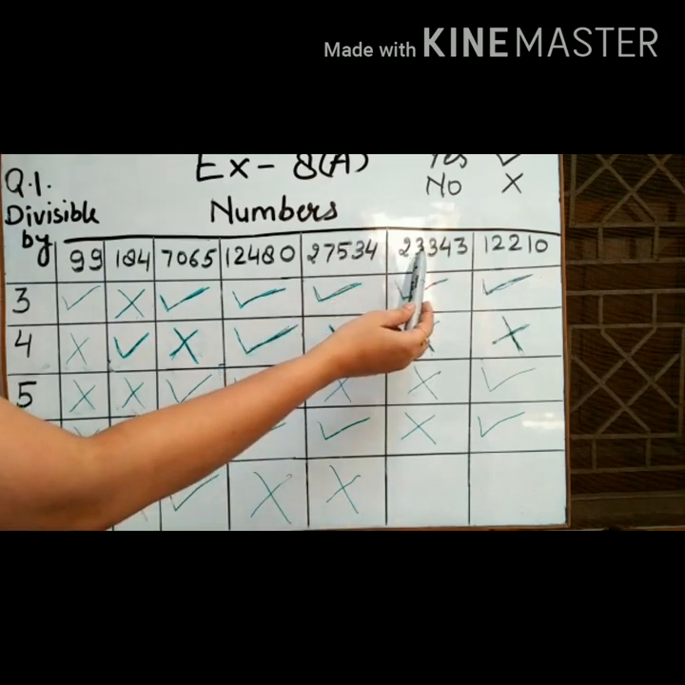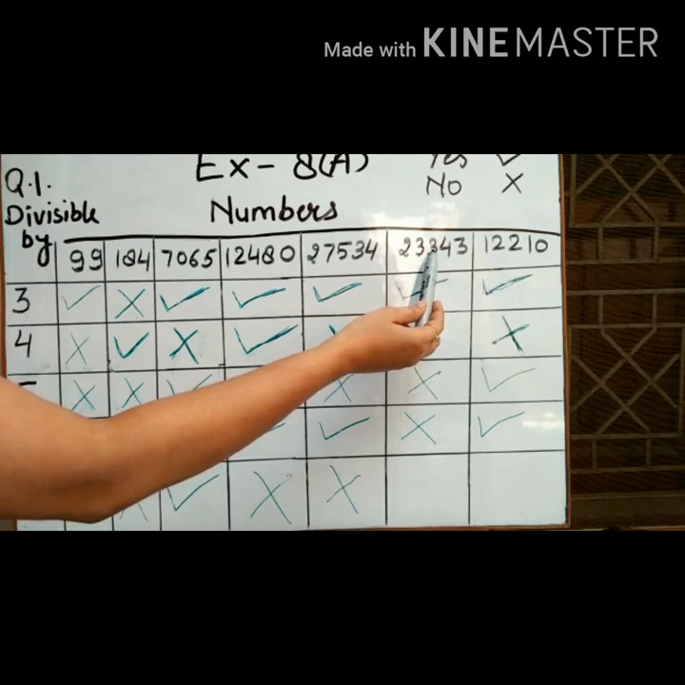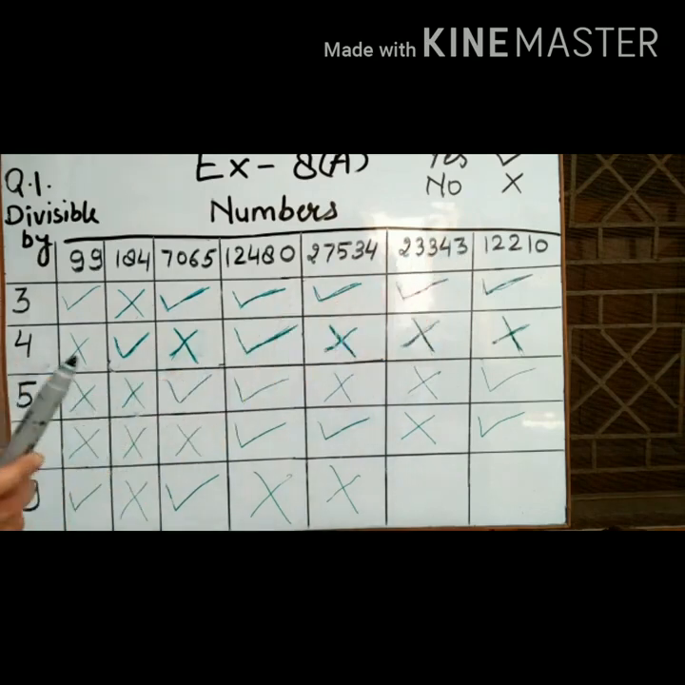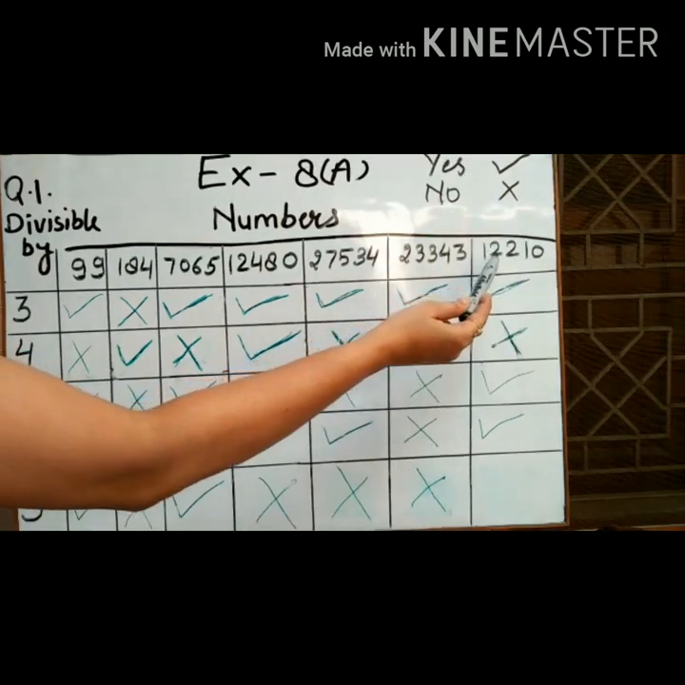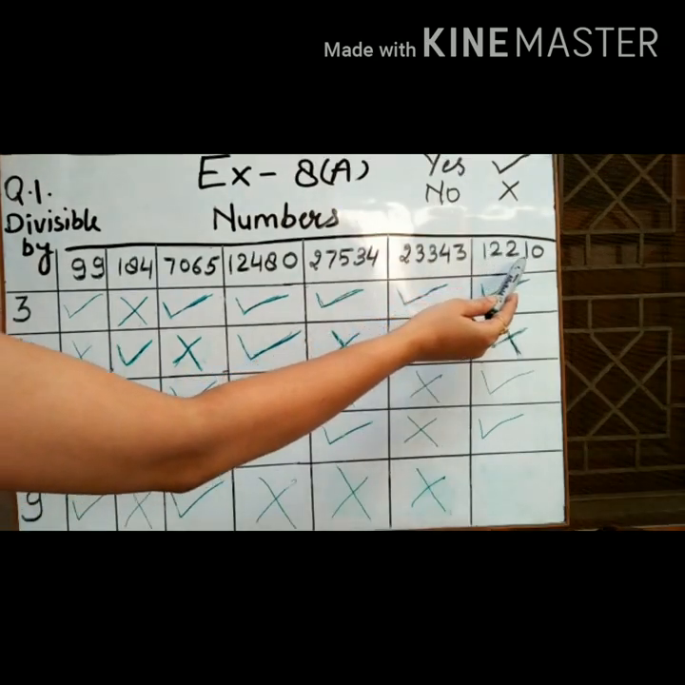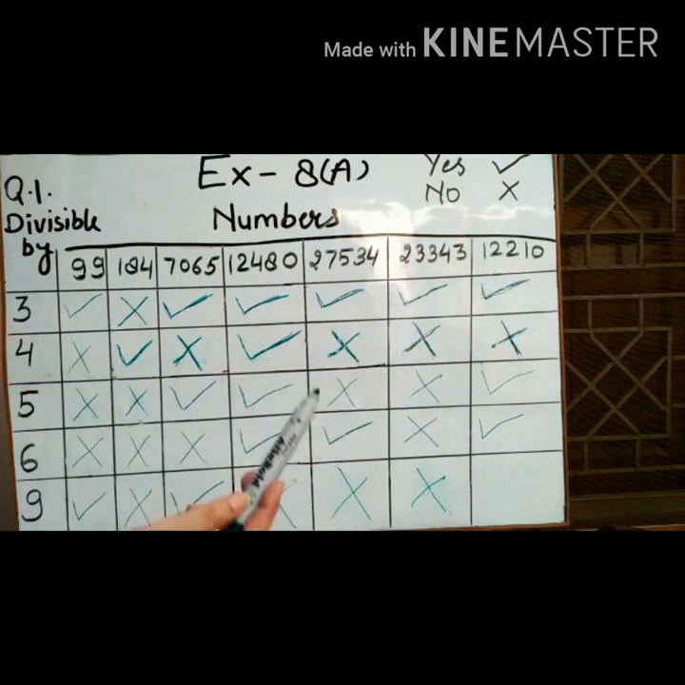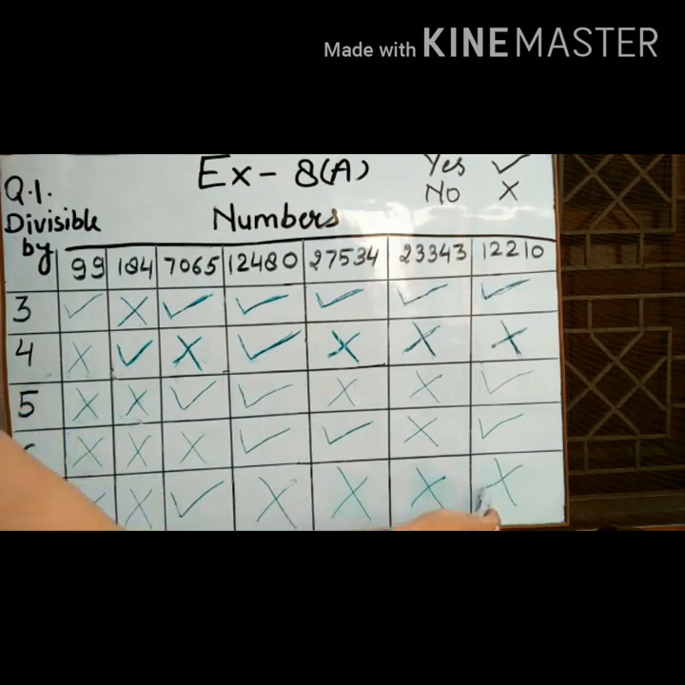2 plus 3, 5 plus 3, 8 plus 4, 12 plus 3, 15, and 15 is not divisible by 9. 1 plus 2, 3, plus 2, 5, plus 1, 6, plus 0, 6, and 6 is not divisible by 9. That's why this number is also not divisible by 9.